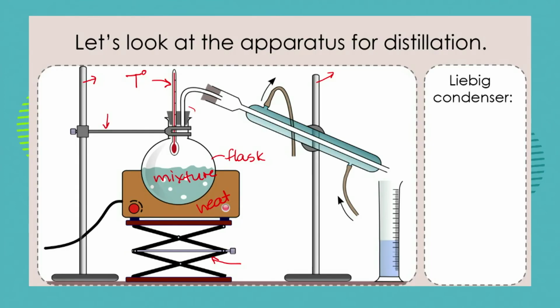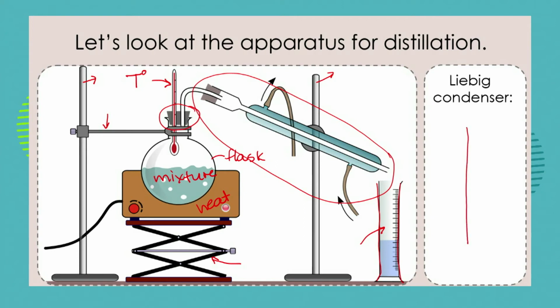We're going to be sealing that apparatus very carefully. We're going to have a collecting vessel, maybe some kind of glass vessel here, in order to collect the liquid. And then we have what is called a Liebig condenser. Now let me show you what we've got.